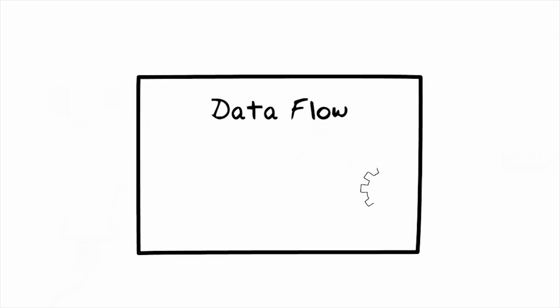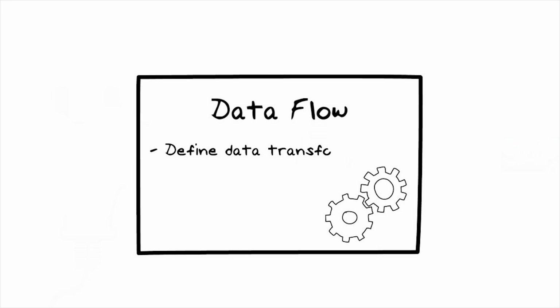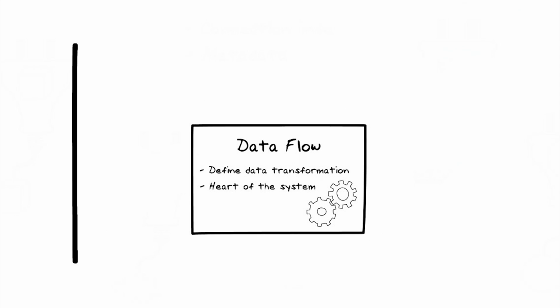A data flow defines the movement and transformation of the data from one or more sources to a single target. Within a data flow, you use transforms to define the changes to the data that are required by the target. The data flow is the heart of the system. Once you understand it, you can add other elements to get to the big picture.